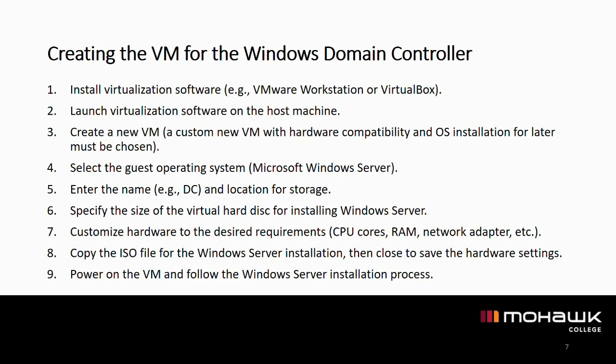Specify the size of the virtual hard disk for installing Windows Server. Something more than 40 gigabytes is recommended. Then we have to customize hardware to the desired requirements. We should determine how many CPU cores we need, the size of the RAM, the network adapter, and the other requirements must be determined.